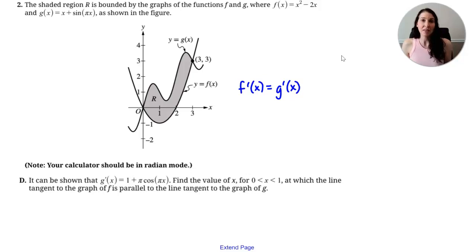f prime of x is something that I need to find, and I can just simply use the power rule to find f prime of x. Since f of x is x squared minus 2x, f prime would be 2x minus 2, and I need to find where that's equal to g prime of x, which is given to you in part D. Because this is a calculator problem, I 100% used my calculator to solve this. I would never solve this by hand.